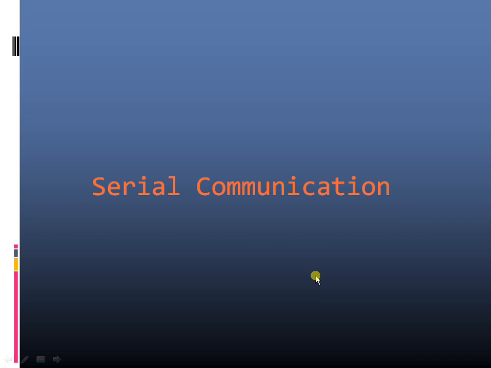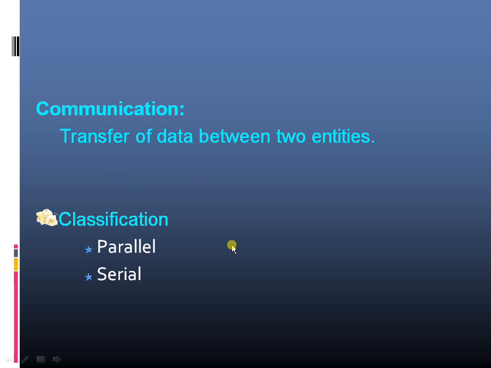Hello everyone. In this session, we'll discuss serial communication in the 8086 processor. Before going into serial communication in 8086, let us see what communication is. Communication here is nothing but the transfer of information between two entities. If there is any exchange of data between two entities, two endpoints, two systems or two machines, it will be considered as communication.